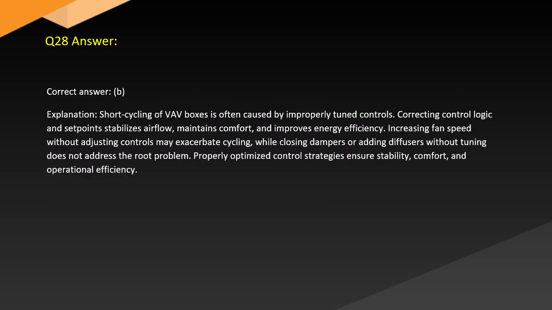Answer. Correct answer: B. Explanation. Short cycling of valve boxes is often caused by improperly tuned controls. Correcting control logic and set points stabilizes airflow, maintains comfort, and improves energy efficiency. Increasing fan speed without adjusting controls may exacerbate cycling, while closing dampers or adding diffusers without tuning does not address the root problem. Properly optimized control strategies ensure stability, comfort, and operational efficiency.